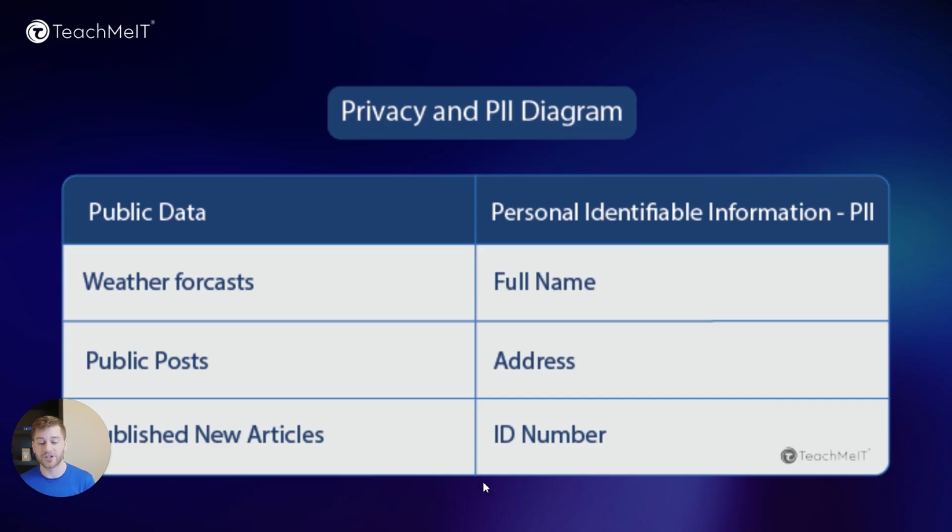Personally identifiable information would be something like an ID number or a driver's license number or even a picture of a driver's license. So you can see here, public data, very easy to find, very simple, not that important. Personally identifiable information gives away certain clues to who someone is or what pieces of information they have or where they live, or something about them that could be potentially misused.